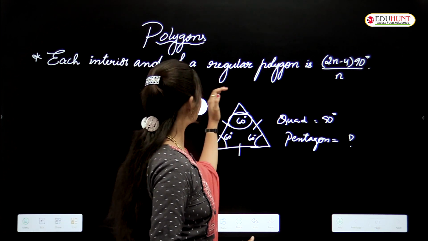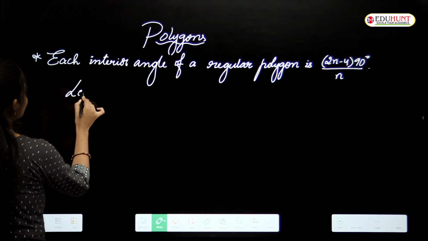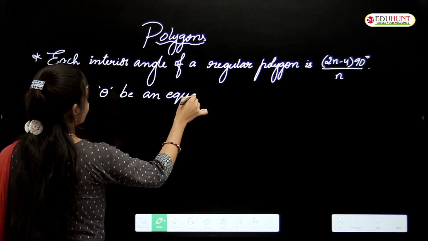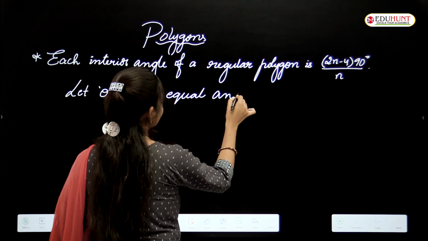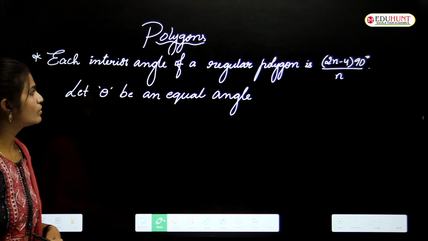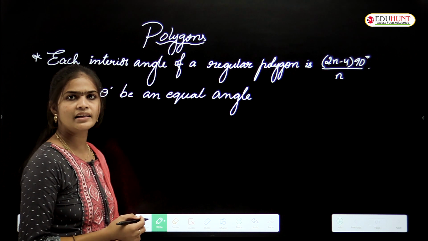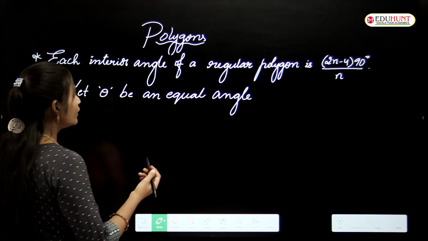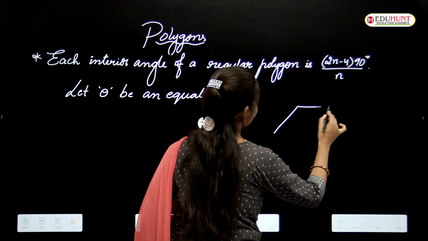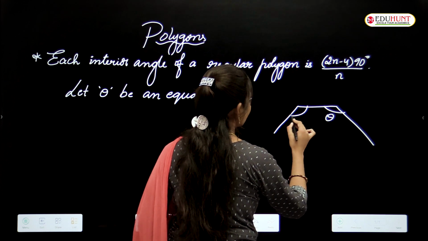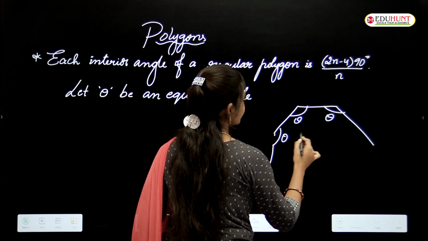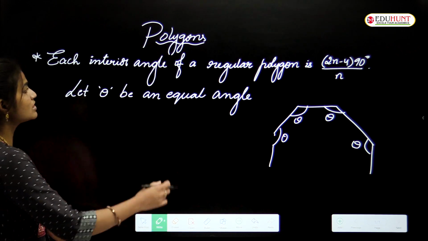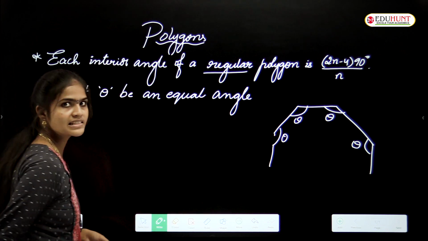So let us see the proof. The proof: let theta be an equal angle. How can we say theta is an equal angle? But what about the sum of all the angles? Take any figure. This is theta and here also theta. Why? Because I have taken all angles as equal. It is a regular polygon, that's why all angles are equal.